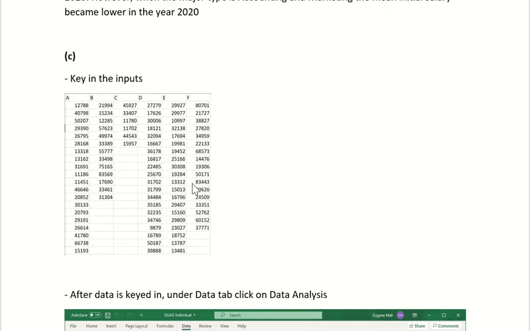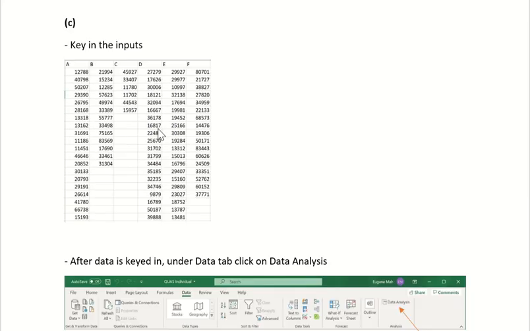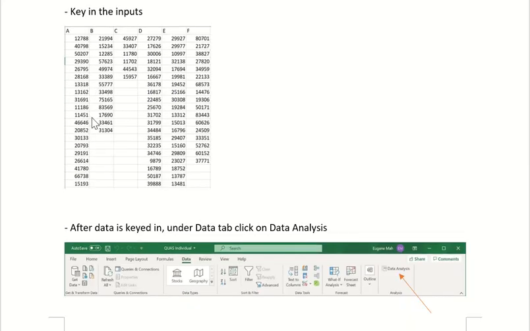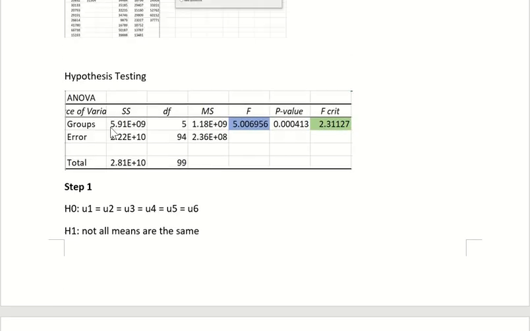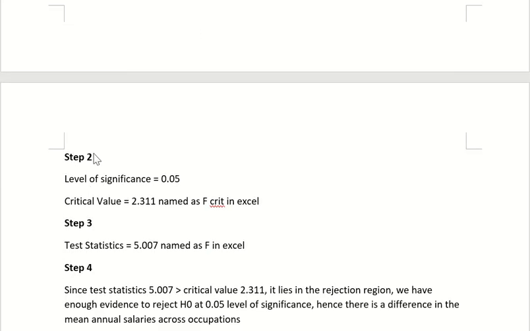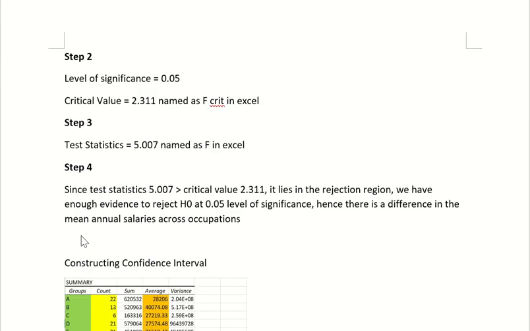So for part C, this is a one-way ANOVA because it only has one independent variable, being the occupation code A, B, C, D, E, and F. So to create a summary and the ANOVA table, all of this should be done. Okay, and then the hypothesis testing: step 1 is to come out with the null and alternative hypothesis. Step 2 is to list out the level of significance and the critical value. Step 3 is to find the test statistic, and step 4 is to finally conclude everything.